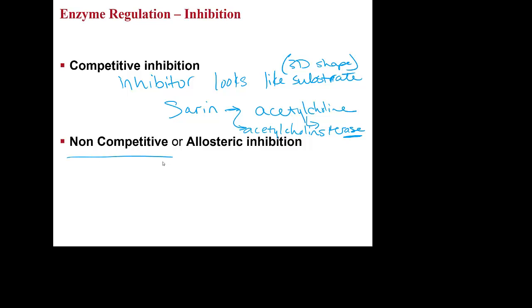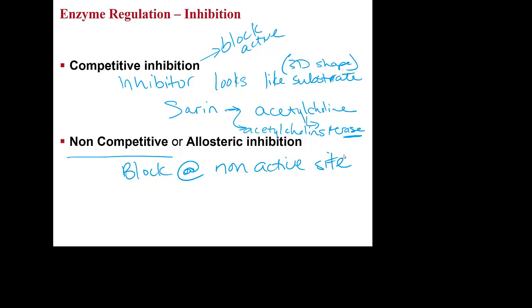The non-competitive inhibitors actually block at a non-active site. So I mentioned to you that some of these enzymes are so large that they actually have multiple active sites. So in this case, we're blocking at a non-competitive site, or what we call an allosteric site. Let me show you.